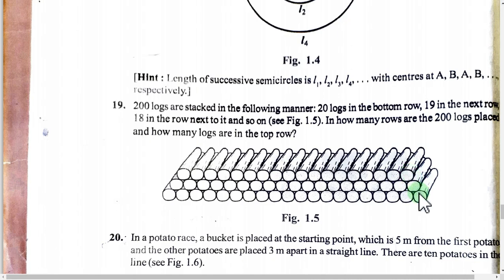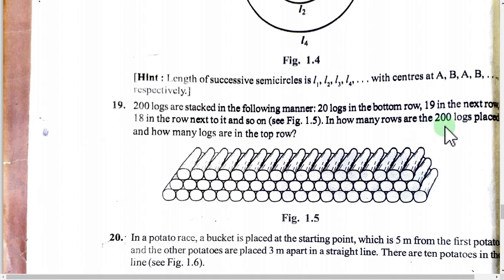So from this, what can you say? As you go up from the bottom row, the number of logs decreases by 1. Since it is related to AP, if you apply AP here, the common difference is minus 1, because it decreases. If it increases, the common difference is 1. If it is 20, then 21, the common difference is 1. Here the number of logs decreases, so the common difference is minus 1.